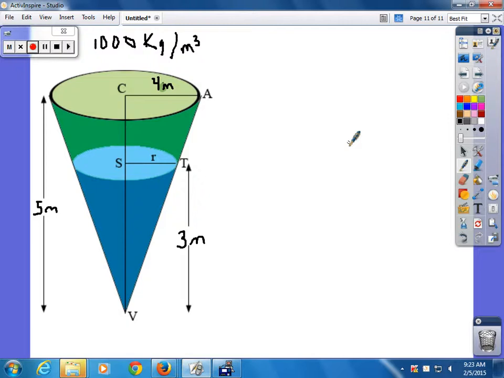I didn't do the math on this one. I just set it up, so we'll do the math together. Chances are, if you had problems doing the first one, you aren't going to have as many problems doing this, because you're going to feel a little bit better about it.